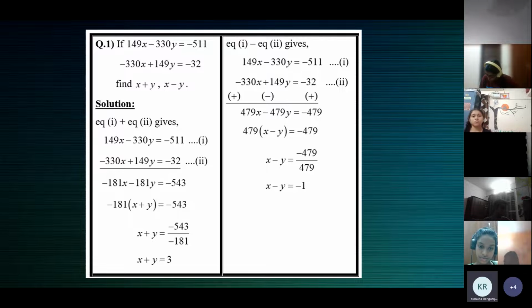Where did you go wrong, Meera? You wrote 479 as -479, is it? Yes, ma'am. I didn't notice it. Okay, children. I hope all of you finished.